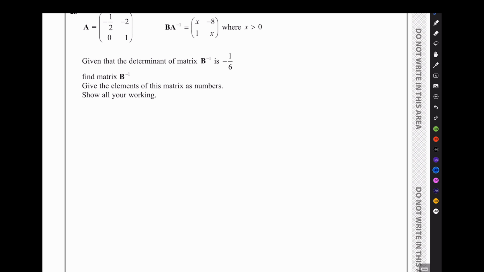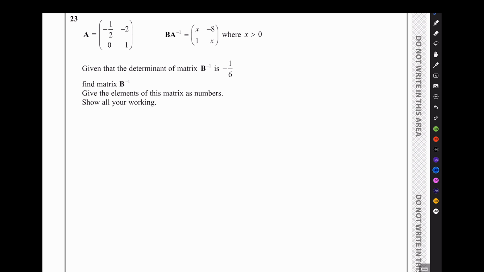Oh, matrix calculations. Sometimes the algebra part is very complicated. So let's see. We are given a matrix A and another matrix B A inverse. Given that the determinant of matrix B inverse is -1/6, my goal is to find the matrix B inverse. Okay, how do I find it?